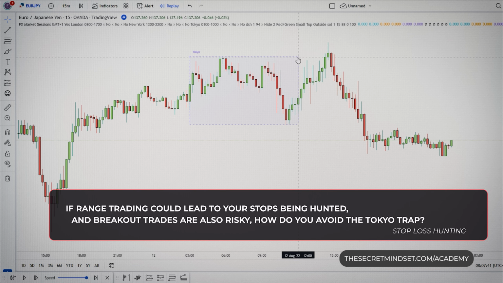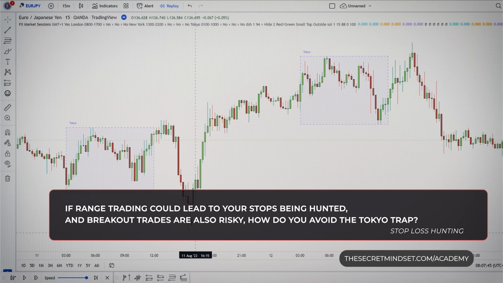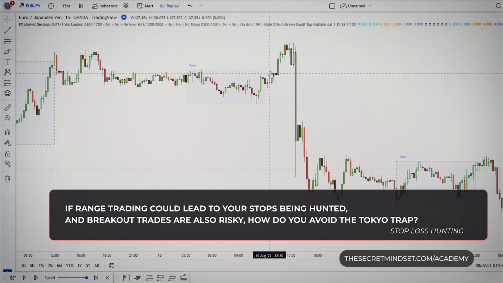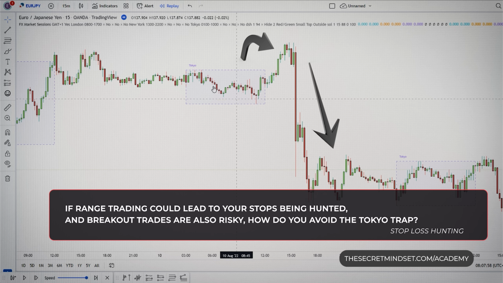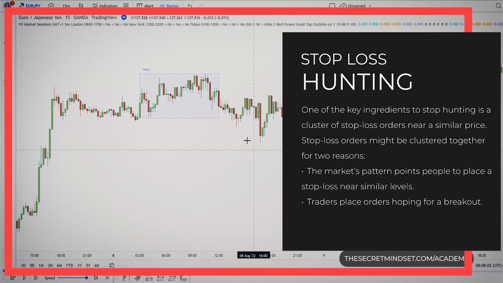So if range trading could lead to your stops being hunted, and breakout trades are also risky, how do you actually avoid the Tokyo trap? The good news is that when you know how a stop hunt works, you can employ strategies to prevent being hunted in the first place. Remember, one of the key ingredients to stop hunting is a cluster of stop loss orders near a similar price.